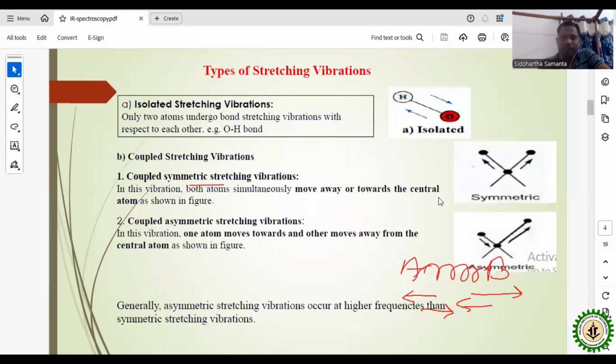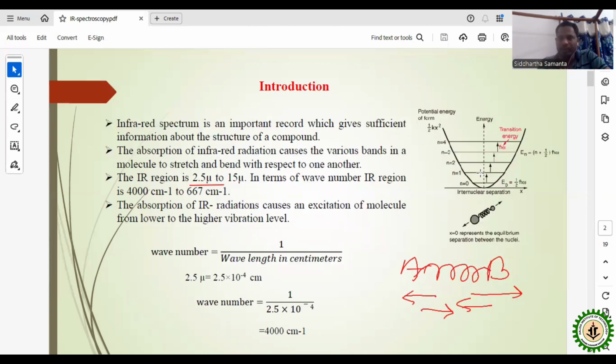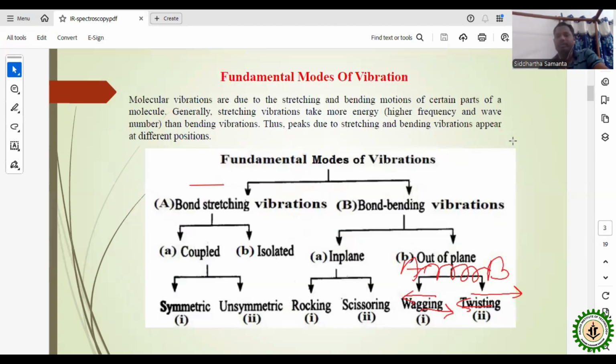What types of vibrational modes are active? That is the fundamental mode of vibration. Fundamental modes of vibration are basically two types: one is bond stretching vibration, another is bond bending vibration. So stretching vibration and bending vibration.